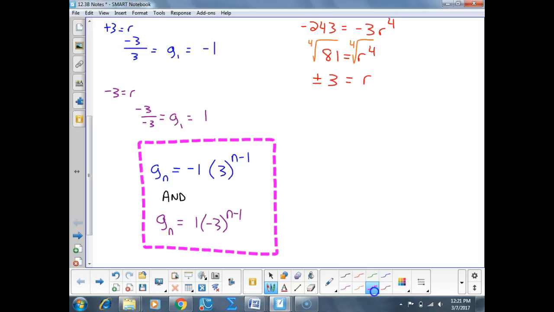Okay. And that all comes out of right here because you've got an even root. If you had an odd root, then it's just going to be 1 r. Wait, what's an odd root? Cube root, fifth root, seventh root. Okay, but if it's a square root, a fourth root, a sixth root, or something like that, if it's an even number that you're taking the root of, then you got to add plus or minus. Okay.